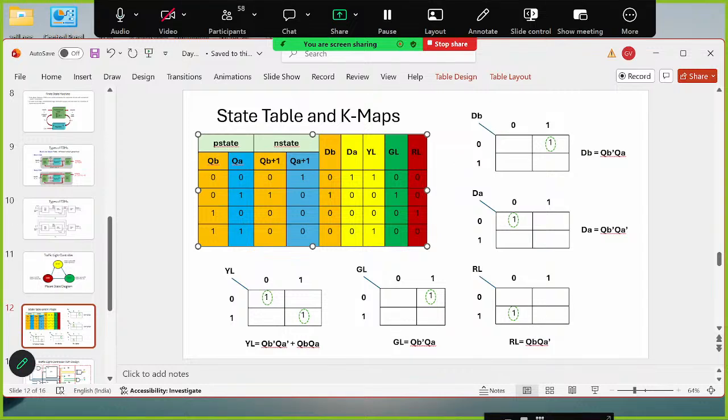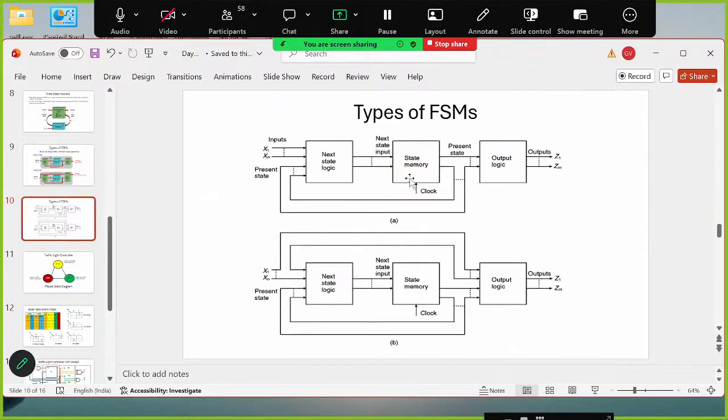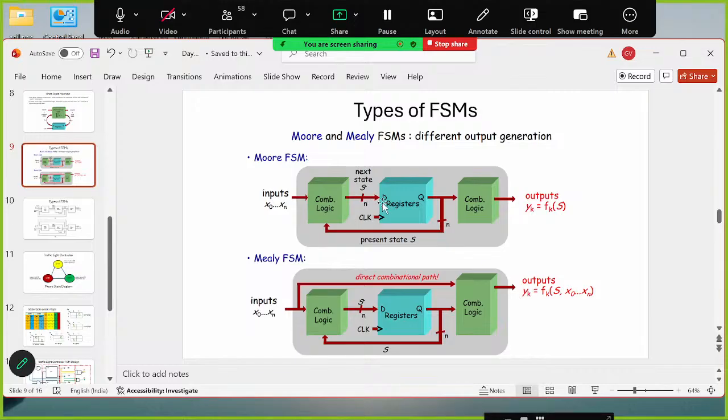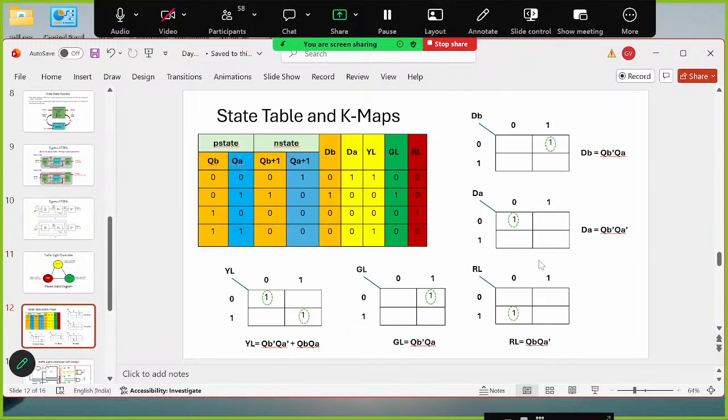Now to get the logic for DB and DA, I need to create the input logic, DA and DB. For input logic, I have to identify DA and DB, what should be at my input. And for output logic, I need to identify the lights. I need to identify this combinatorial logic. I need to identify the output logic also: yellow light, green light, and all of these things depend upon this present state, right?